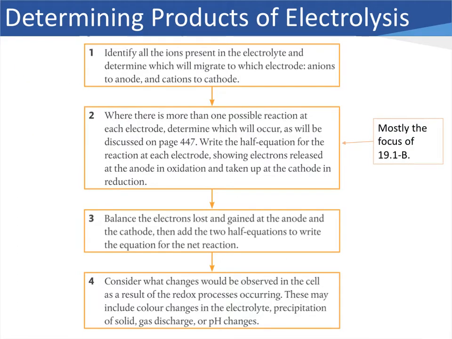It is a 4-step process. We will focus mostly on step 2, where if there is more than one possible reaction at the electrode, we have to figure out which reaction will be taking place.